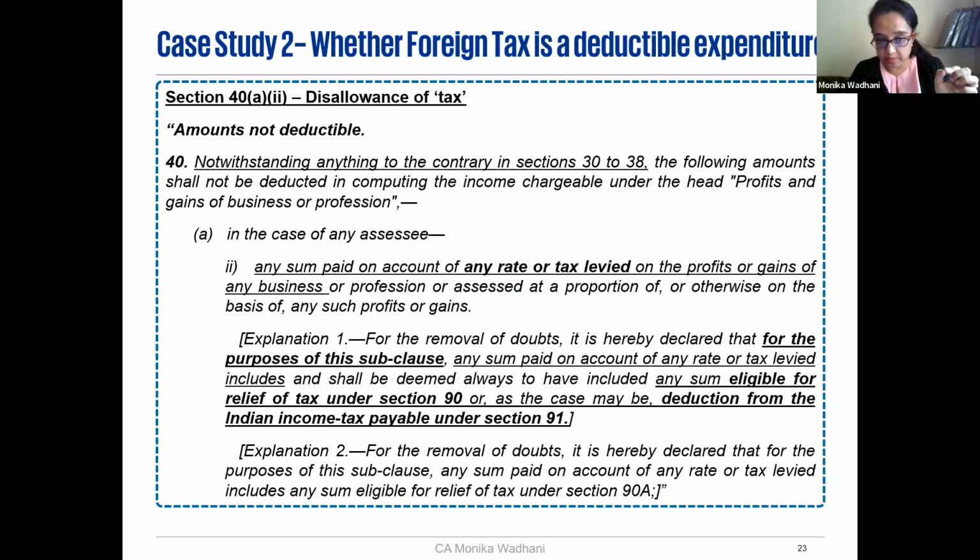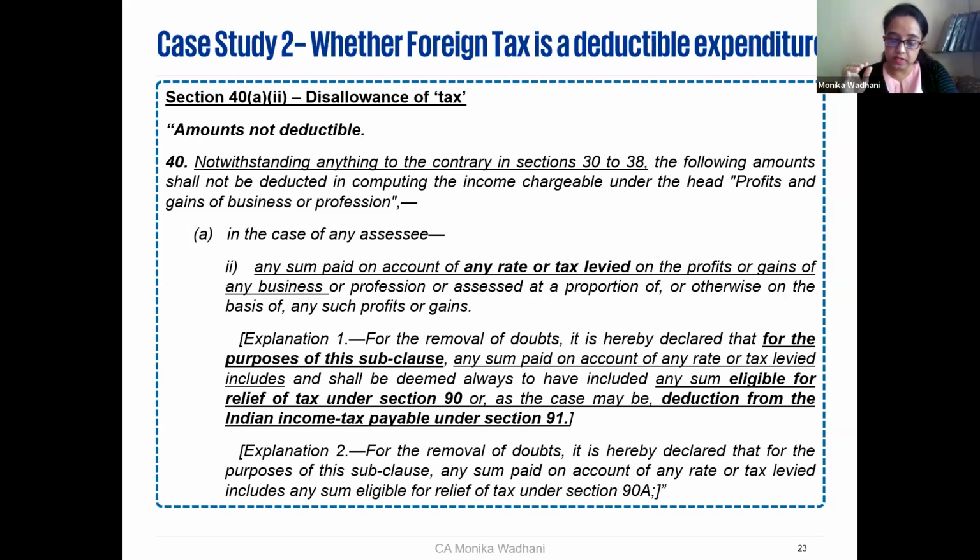The wording of explanation 1 reads like this: for the removal of doubt, it is hereby declared that for the purpose of this subclause, any sum paid on account of any rate or tax levied includes and shall be deemed always to have included any sum eligible for relief of tax under section 90 or, as the case may be, deduction from the Indian income tax payable under section 91.